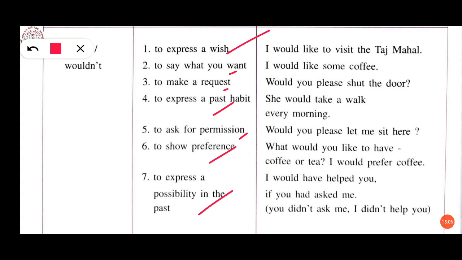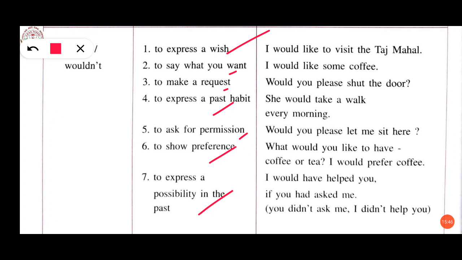So see first one, to express a wish. One sentence is here, that is, I would like to visit the Taj Mahal. You are expressing your wish in front of your friend or your parents. So you are telling that I would like to visit the Taj Mahal. Then second, to say what you want. I would like some coffee. If you want coffee or tea, you can say I would like some coffee. Third is to make a request. Would you please shut the door? You are requesting someone by telling this.